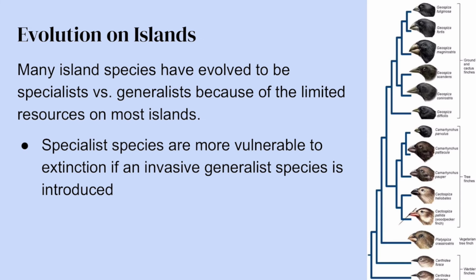Then the last part of this lecture is that many island species have evolved to become specialists as opposed to becoming generalists. So many island species are specialists. That's because we have limited resources on most islands. So this is a way to reduce competition. In order to reduce competition, these organisms try to utilize the limited food resources, and we can see what happens in organisms like the Galapagos finches.